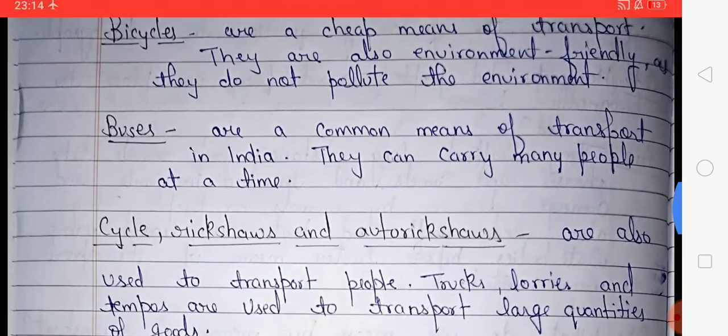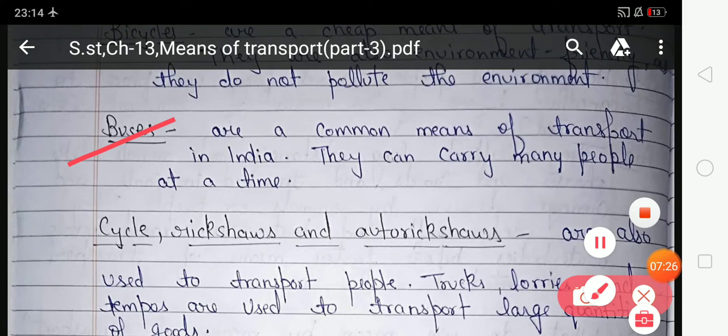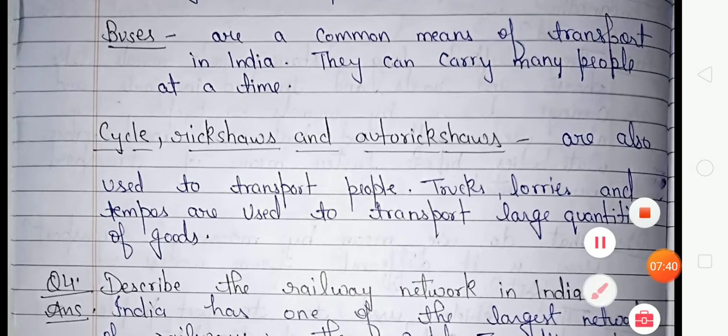Next, buses are a common means of transport in India. They can carry many people at a time. Student, buses are a common means of transport and they can carry many people at the same time. So now look at the next.